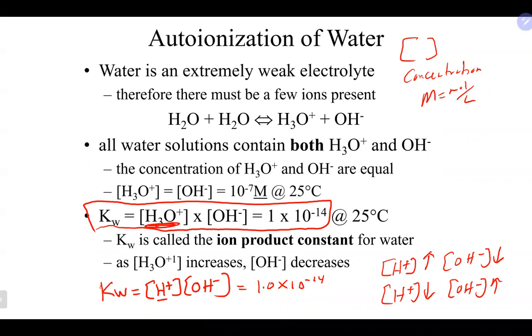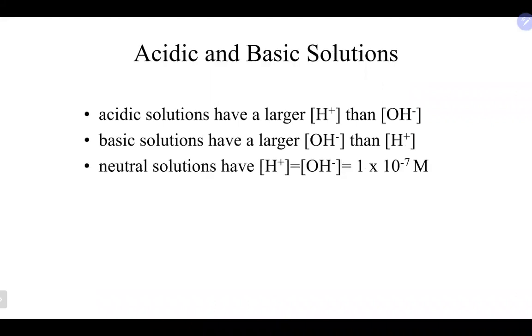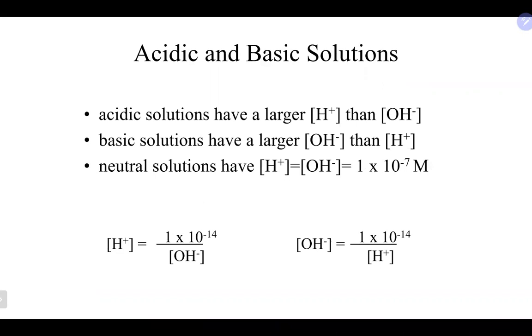If the H plus concentration is larger than the OH minus concentration, then your solution is going to be acidic. If the OH minus concentration is larger than the H plus concentration, then your solution will be basic. And if they are equal, they both will have the same concentration. It's the same calculation regardless: take the Kw value, 1 times 10 to the minus 14, and divide it by whichever one they give you.